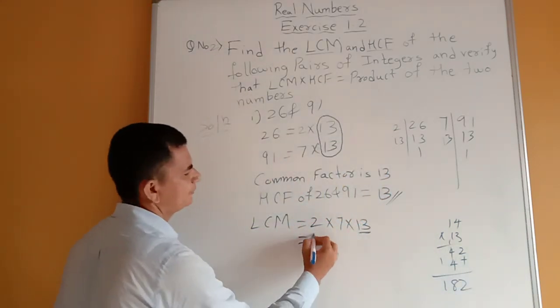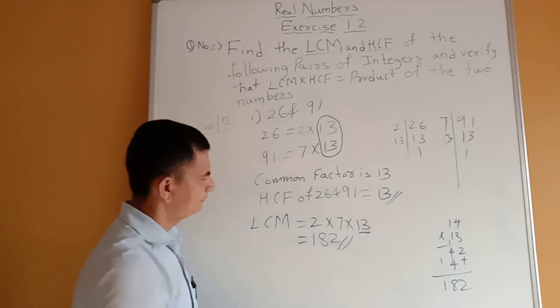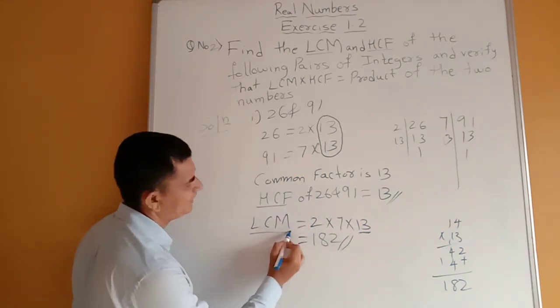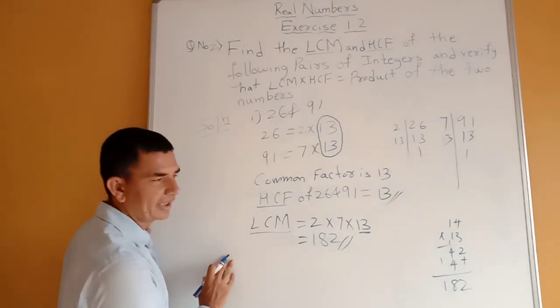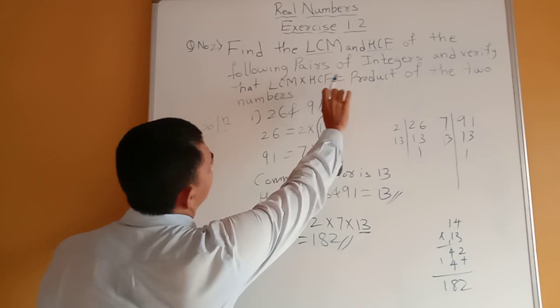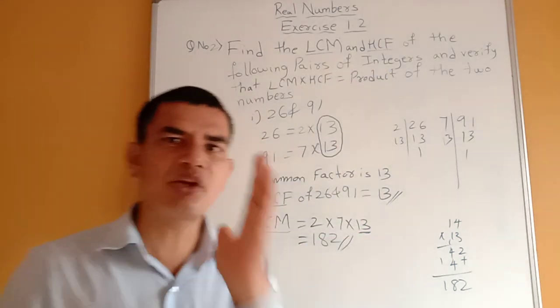So what is the answer? We have to write here 182. Okay, this is the answer. Now we got HCF and LCM. Okay, now what have they told again? After finding the LCM and HCF, again we have to verify.